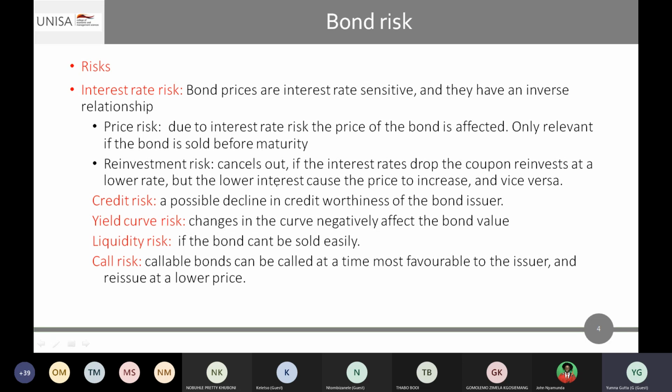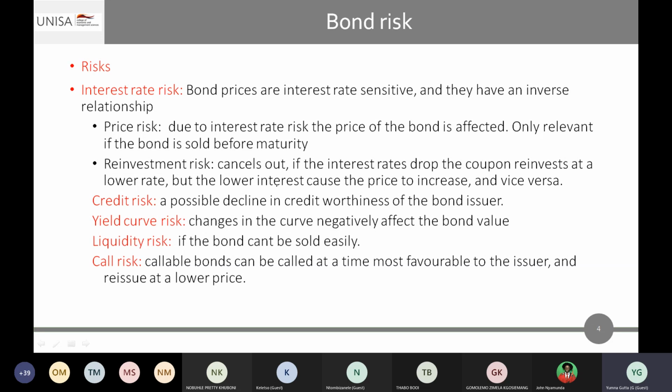With interest rate risk, we have two types of risks which stem from it. The first is the price risk, because like I just explained, due to interest rate risk the price of the bond is affected. This risk is only relevant if the bond is being sold on the market, like a person who is buying the bond and reselling it before it matures. And then you have reinvestment risk, which usually cancels out because when interest rates drop, the coupon reinvests at a lower rate, but the lower rate causes the price to increase, and vice versa.